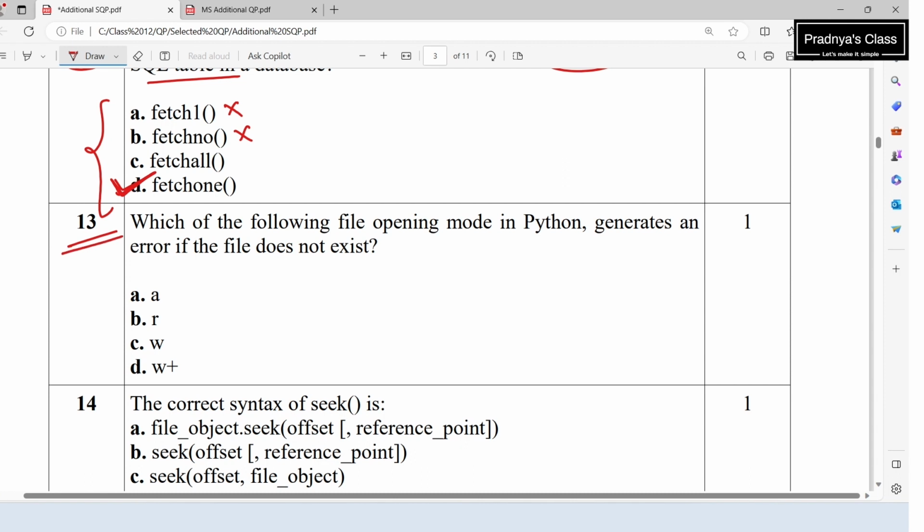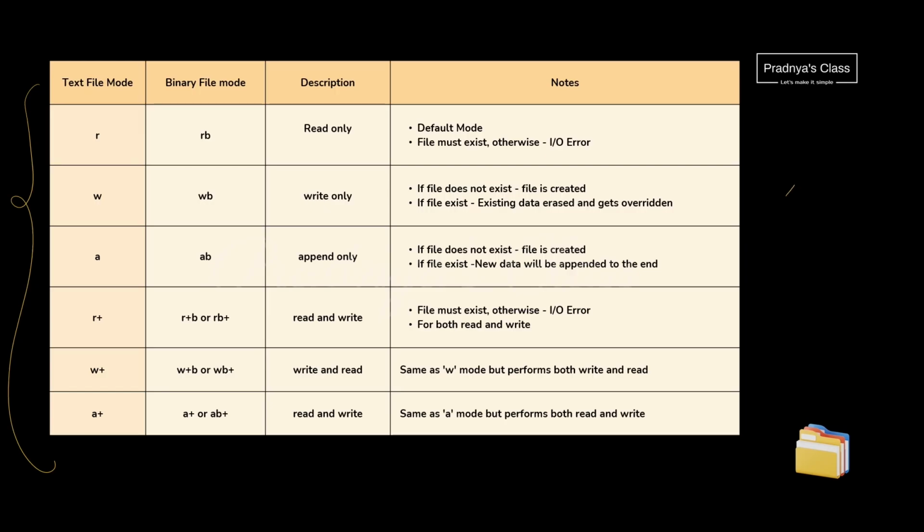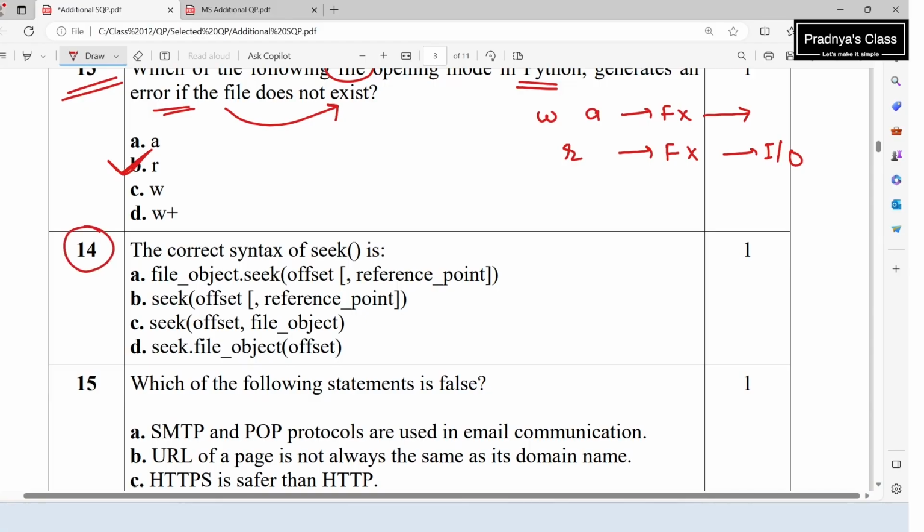What's the 13th question? Which of the following file opening mode in Python generates error if file does not exist? I hope you have clear understanding of the file modes. In case of write mode and the append mode, if file doesn't exist, it will create a new file. But in case of reading mode, if file doesn't exist, it will give error. So the correct option is R mode, that is read mode. If you want to take screenshot of this, you can take it and refer it later. Alright, it's time to move ahead to the next question.